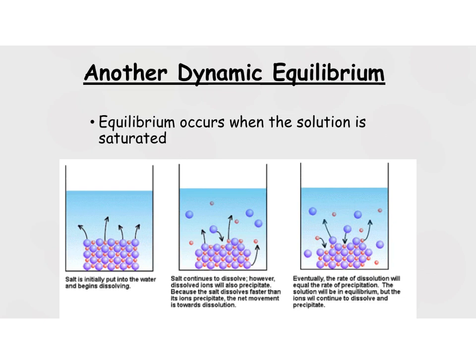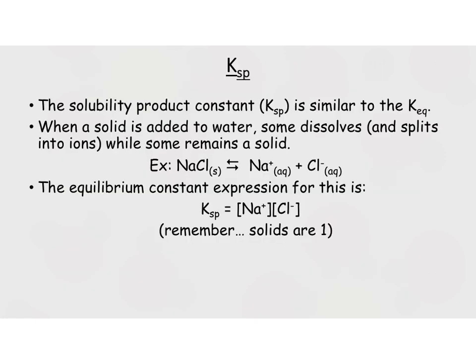Just to reiterate, if you have a solid, you still have a little bit of dissolving going on, and this is described by an equilibrium process where some ions are going in and being bound while others are leaving, and this can all be described by that expression. The solubility product constant, Ksp, is similar to the Keq that we've previously used.